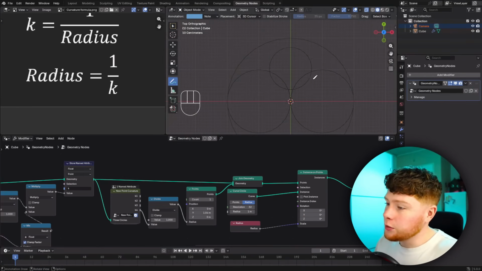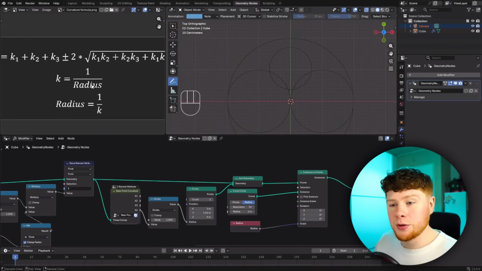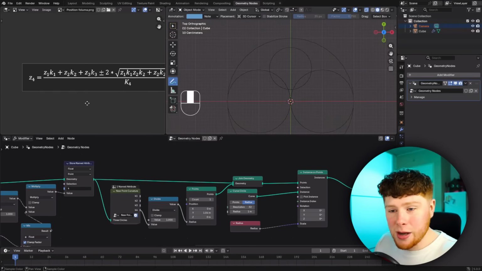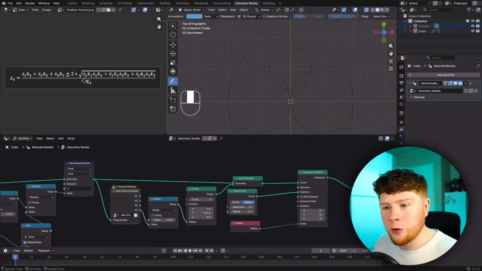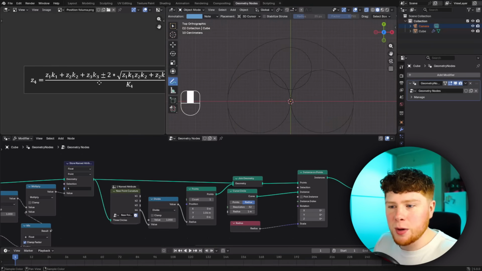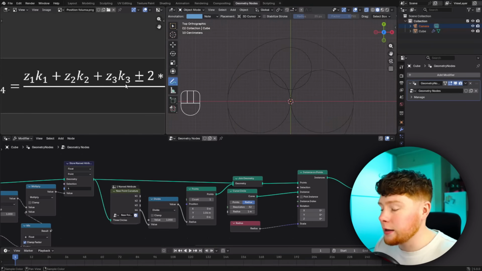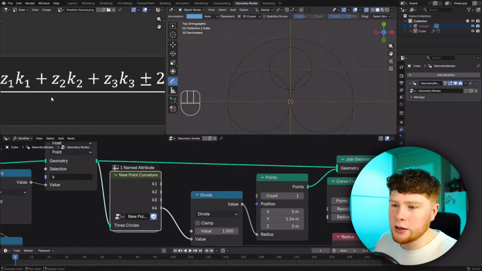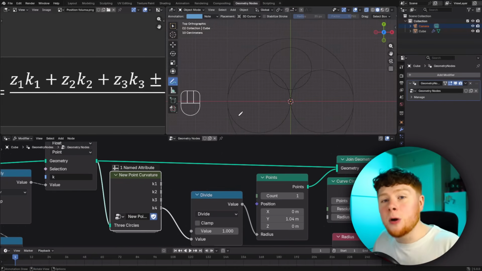Next up is we're going to calculate the position of this new point, and that we're going to do with this formula. And this formula looks like a lot, but if you look closely, you see that it looks similar to the formula for the curvature. So we have this part and also a square root part, and the K1, K2 and K3 are also coming back. However, you also see Z1, 2 and 3, and these Z values over here represent the position of the three circles in complex form.